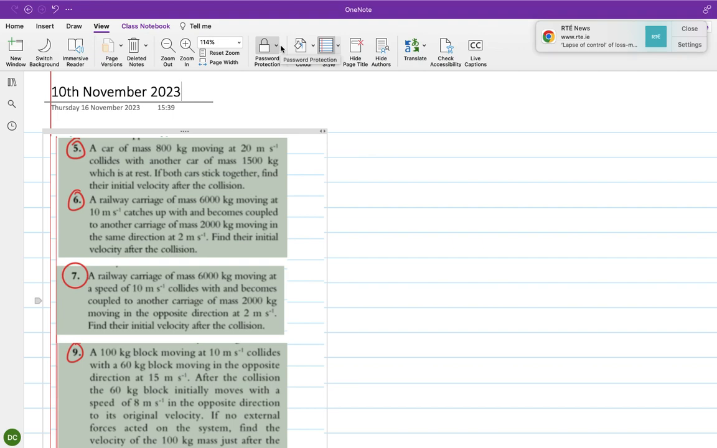So the first question: a car of mass 800 kilograms moving at 20 meters per second collides with another car of mass 1,500 kilograms, which is at rest. If both cars stick together, find their velocity after the collision.